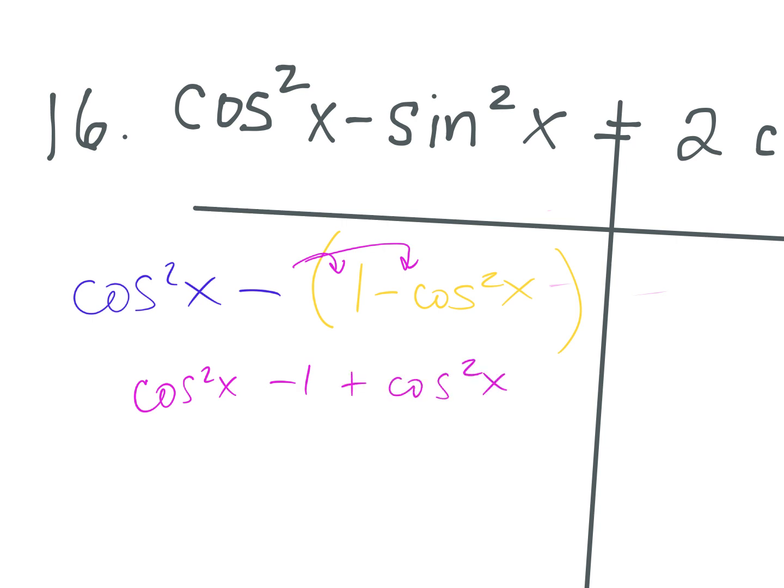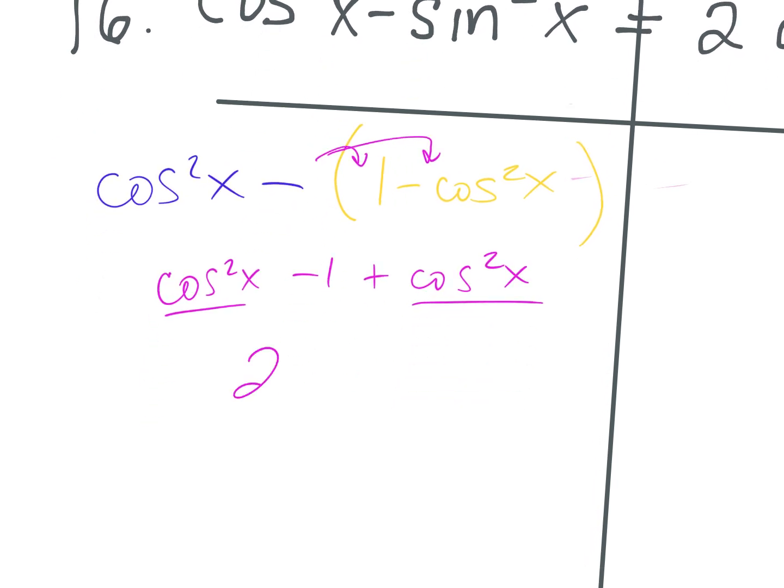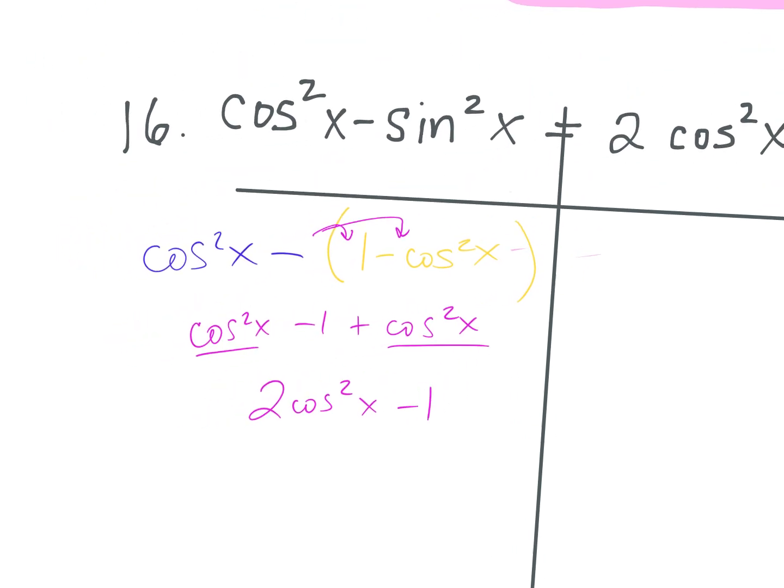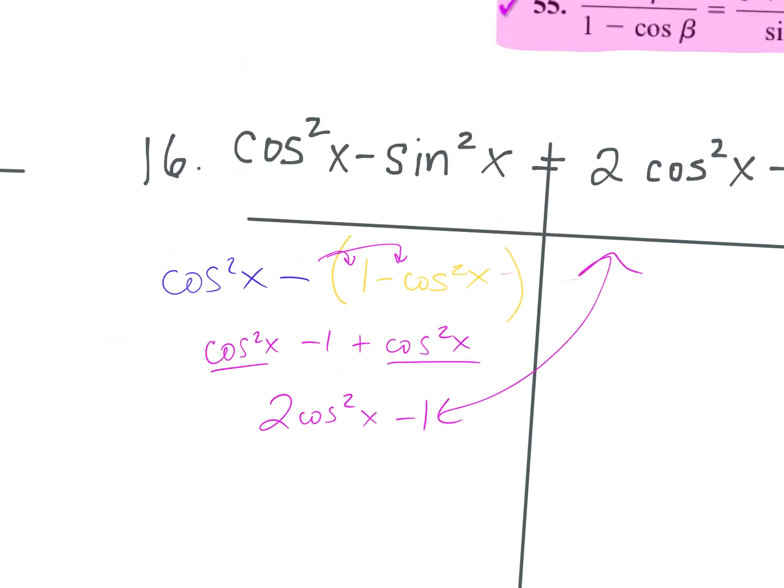All right, if I have 1 plus 1, what does that equal? 2. If I have 1 bag of M&Ms and 1 bag of M&Ms, what does that equal? 2 bags of M&Ms. If I have 1 cosine squared and 1 cosine squared, what does that equal? 2 cosine squareds minus 1, which is exactly what we started with right there.